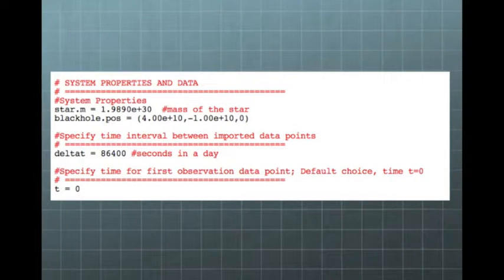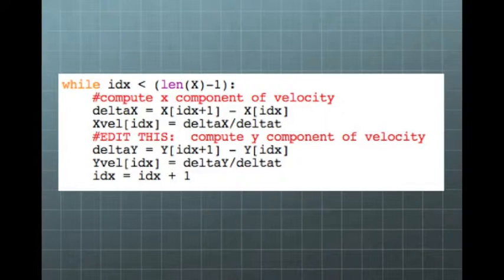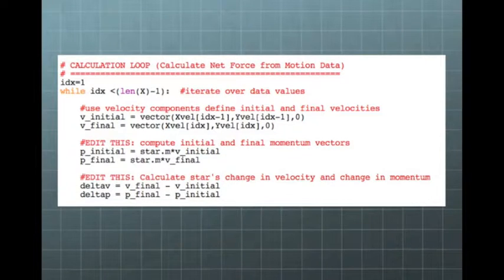In the code, the star's mass, the position of the black hole, and delta t were all given. For this model, delta t is the number of seconds in a day. This line of code indicates where the star data is imported into the code. The first while loop is used to calculate the velocity of the star around the black hole. In the second while loop, v final and v initial are located here. Using this, the star's final and initial momentum can be found by multiplying the star's velocity and mass. From these, delta v and delta p can be calculated.